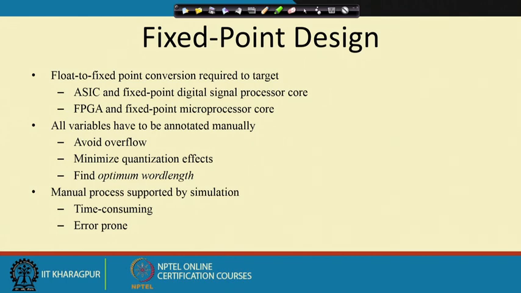So whenever we are implementing the hardware, I have to find out what will be the optimum word length, so that this quantization error will be minimized. That is one thing. Another thing is to avoid the overflow. So, what is the overflow?